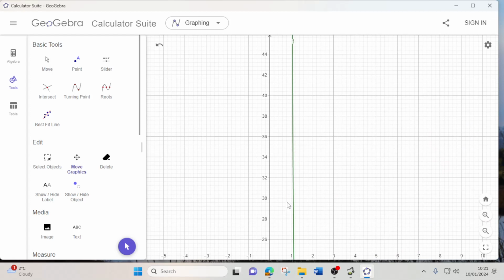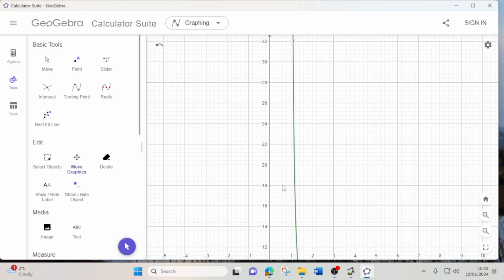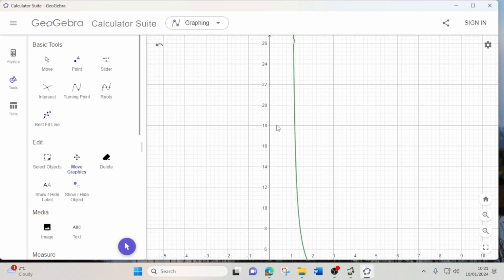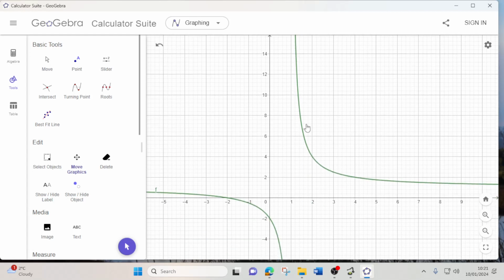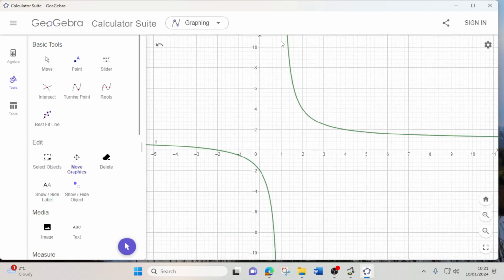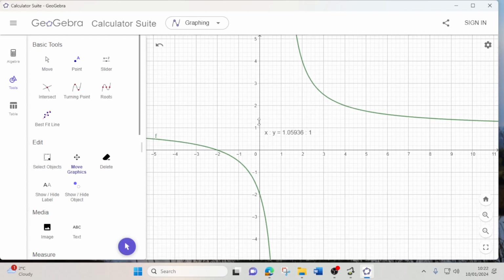So this line is x equals 1. This is an asymptote, a line that the curve approaches but does not touch. Is this the horizontal or the vertical asymptote? This is the vertical asymptote. So this is the first asymptote.